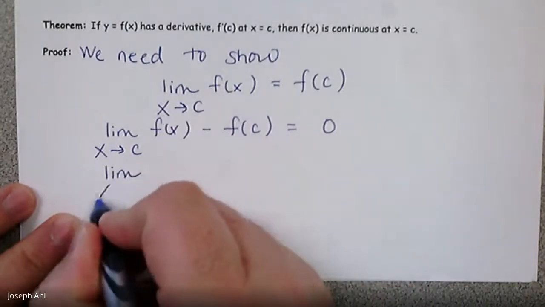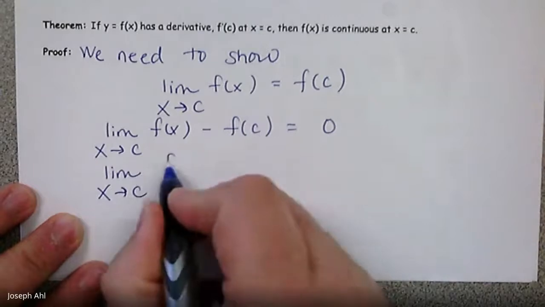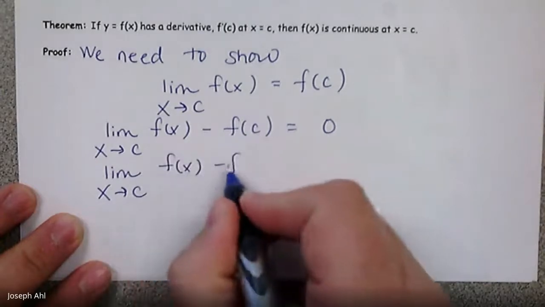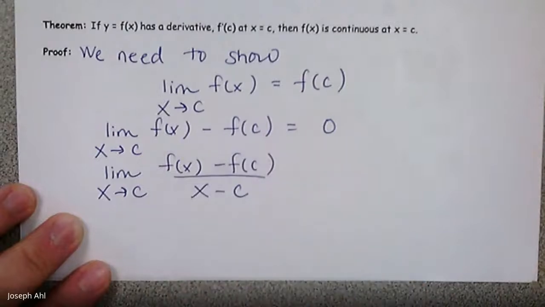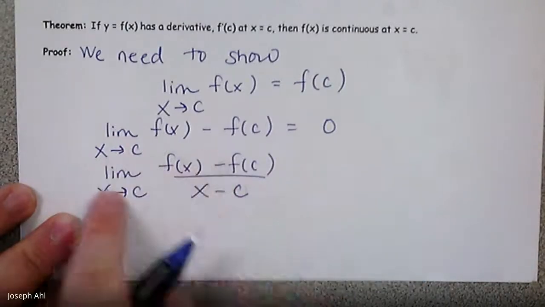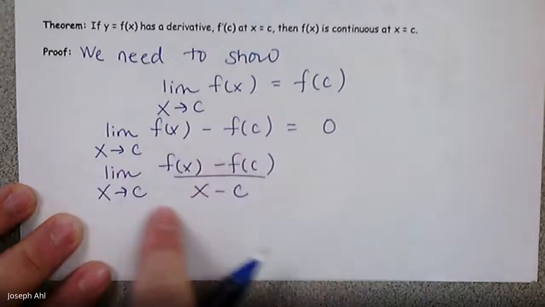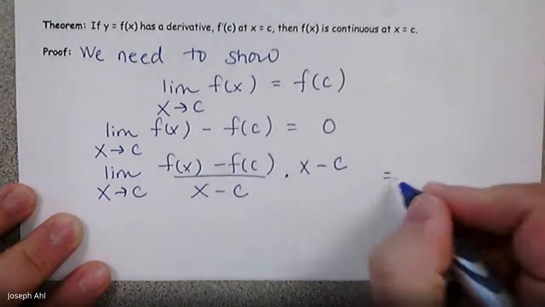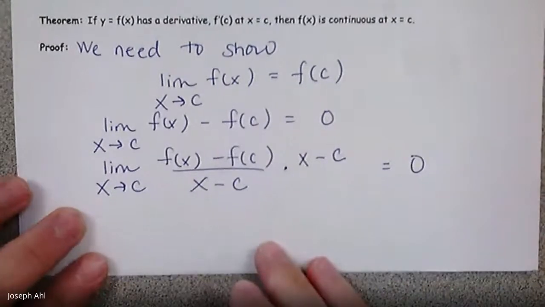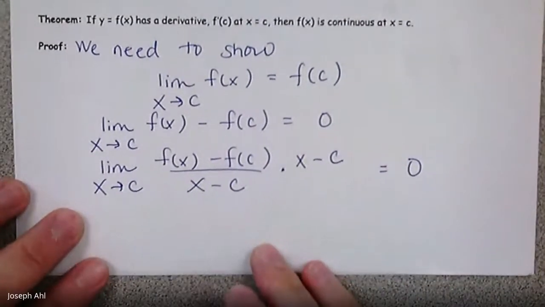Well, if I put x minus c in the denominator here, now I see that limit definition that we wrote up above. You also then have to multiply by x minus c. And I guess the question becomes, like, does that equal 0?